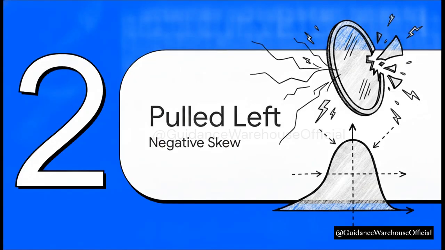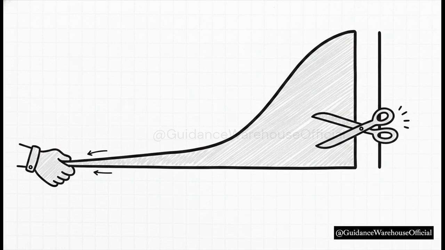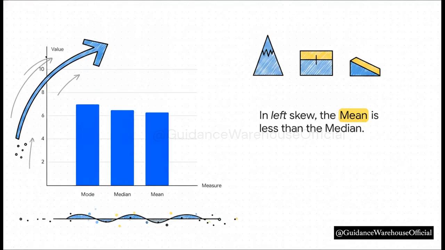Section 2. Pulled left. Negative skew. So what happens when we break that perfect mirror? Imagine a shape where the right side seems abruptly chopped off and the data is dragged out into this long tail on the left. We literally call this skewed to the left because the data is being pulled out in that direction. Notice how this totally messes with our center points.